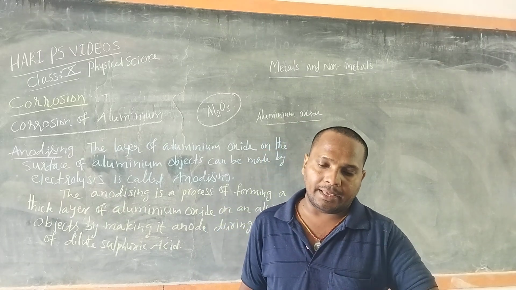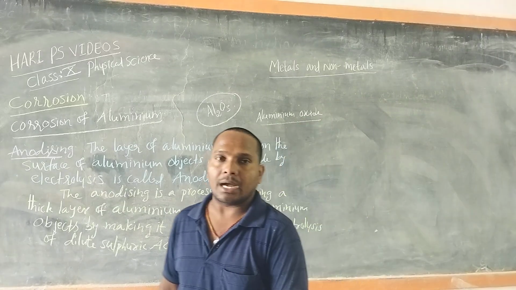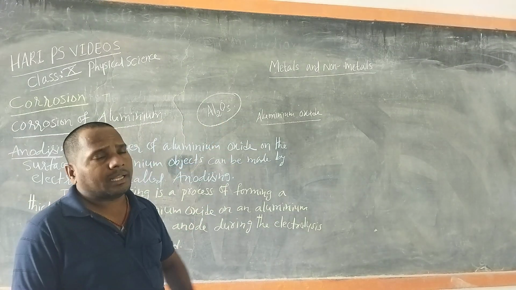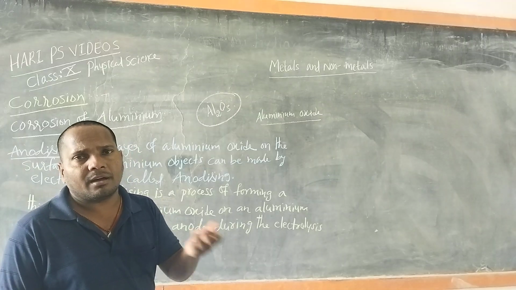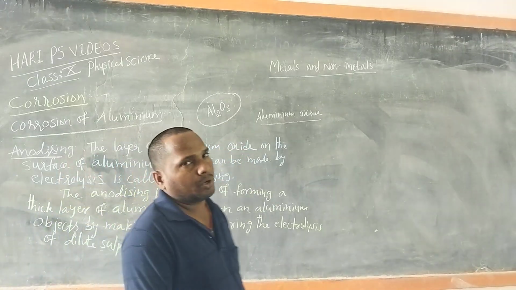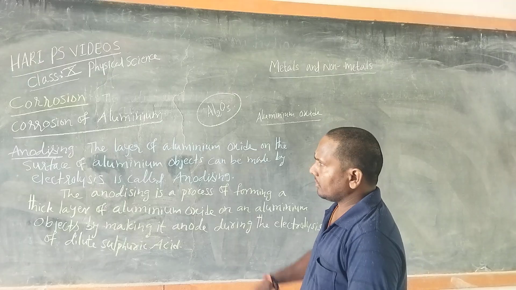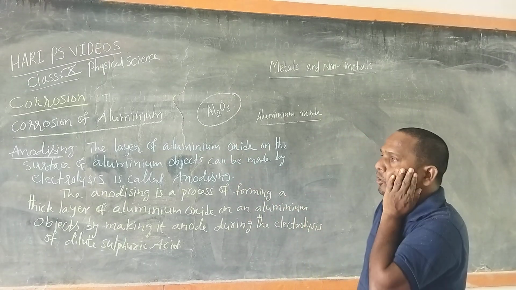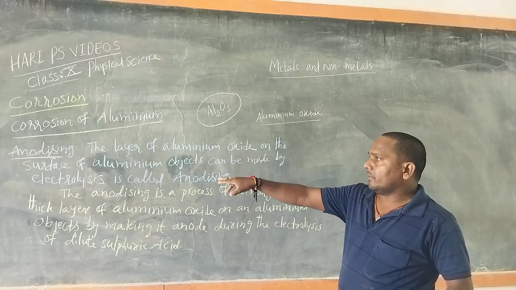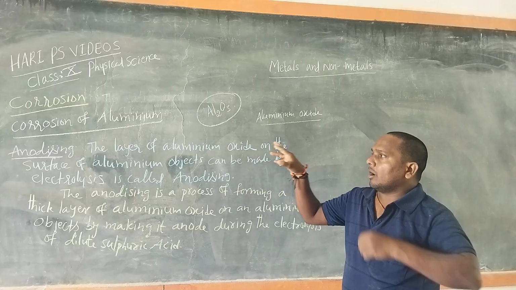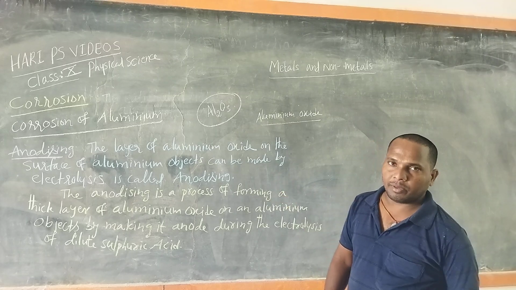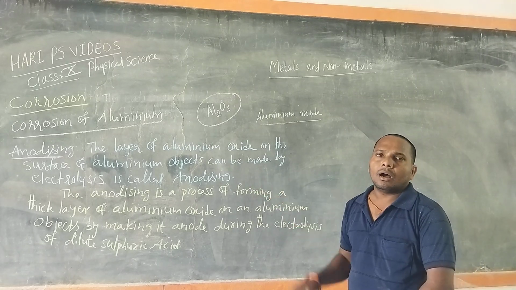The aluminum oxide layer can also be dyed to give objects an attractive color. Not only that, the layer of aluminum oxide also protects the aluminum from corrosion. So this is about corrosion of aluminum. Anodizing is the process of giving a thick layer of aluminum oxide on the surface of aluminum objects by electrolysis.